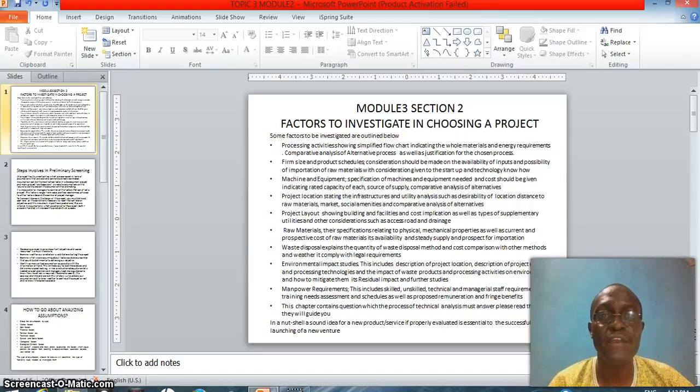3. Project location, stating the infrastructure and utility analysis, such as desirability of location, distance to raw materials, market, social amenities, and comparative analysis of alternatives. Also, project layouts showing buildings and facilities and cost implications, as well as types of supplementary utilities and other considerations such as access road and drainage.